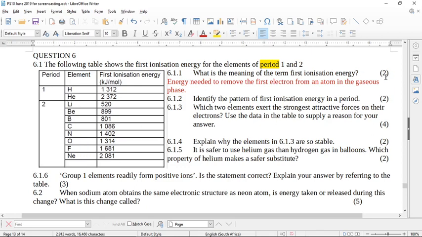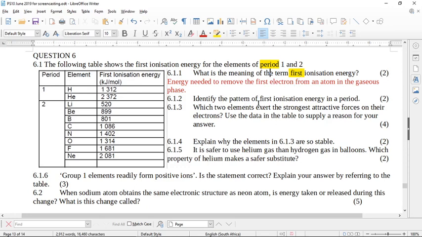So it says to you, what is the meaning of the term first ionization energy? It's 2 marks, they just want the definition. It's the energy needed to remove the first electron from an atom in the gaseous phase. If you don't have the first, you're technically not correct, because it says the first ionization energy. The definition for ionization energy is just the same with the removal of the word first. And then you get the second ionization energy, which is the energy required to remove the second electron from an atom in a gaseous phase. So sometimes they're a bit specific with their definitions.